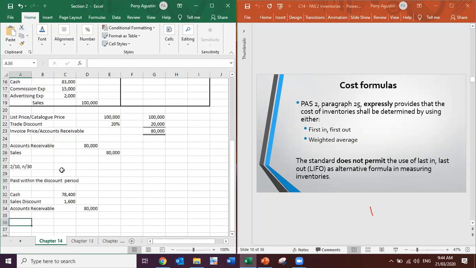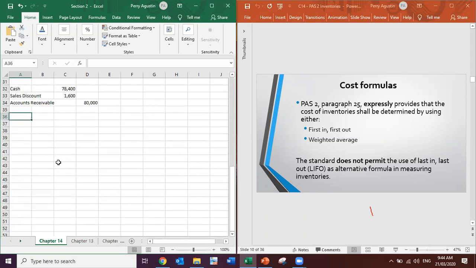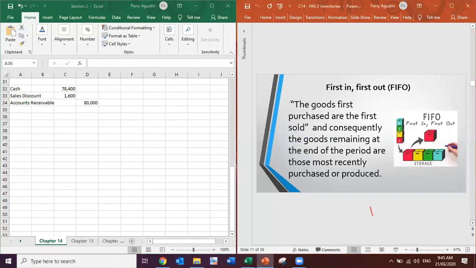After discussing the cash discount and trade discount, the next thing that we're going to discuss is how do we account for our inventories, or how do we determine the values of the inventories? So we have two methods of that one. We have our first in, first out, our FIFO method, and we have our weighted average method. So our LIFO method, or last in, first out, is no longer used and it's already obsolete. So let's move on to the example.